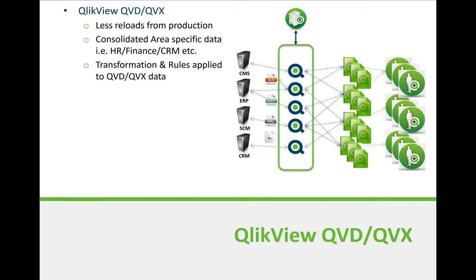So the natural path would be to implement a QVD or QVX layer, so that you have less load on the production environment. You can also have multiple QVD layers, so that you have consolidated, area-specific QVDs, like HR, finance, and CRM, pulling different information from those separate systems. And of course, you can run these in multiple tiers as well, so you have your raw, transformed, and denormalized QVD structures running.